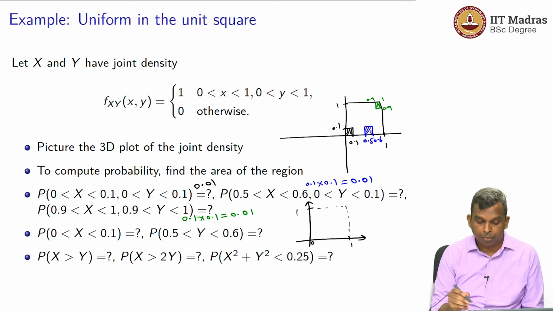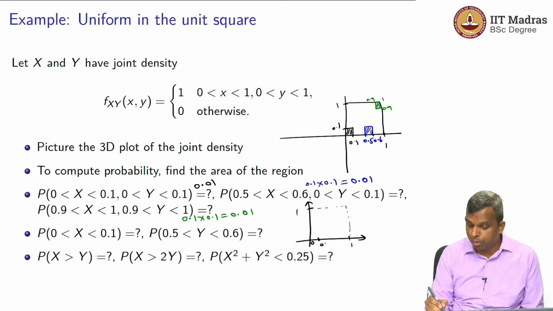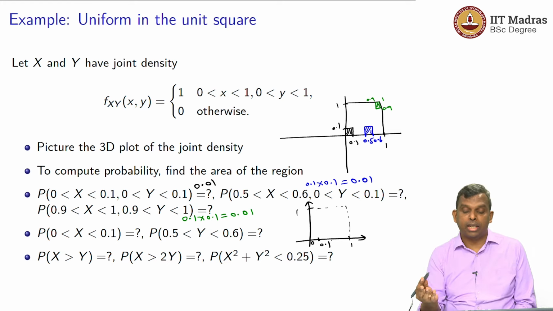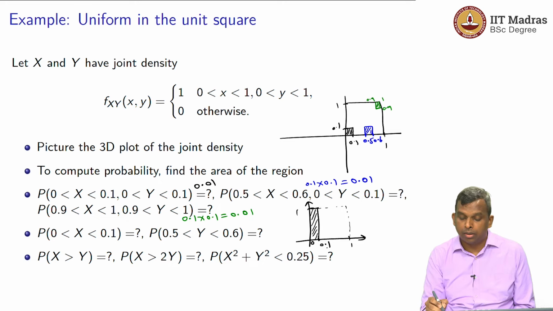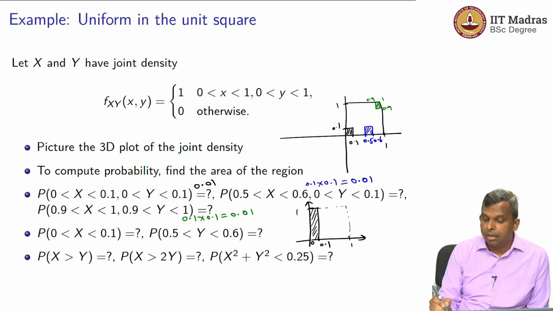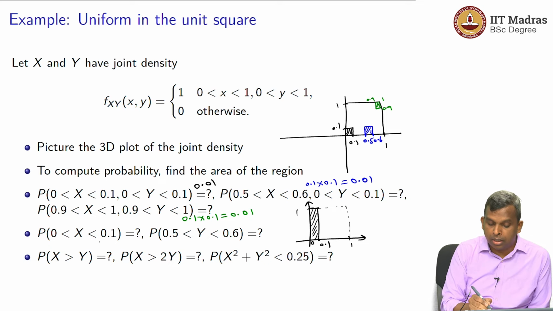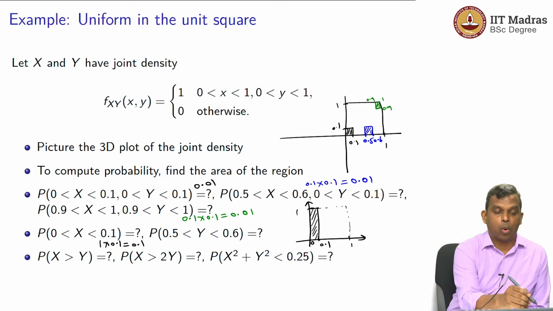It says x has to be between 0 and 0.1. I don't care what y is. So then you take the entire range of y. y can be anything, but x is between 0 and 0.1. So what will be this area? It's just the area of this rectangle. Length is 1, width is 0.1. So it is 1 into 0.1. That's just 0.1.